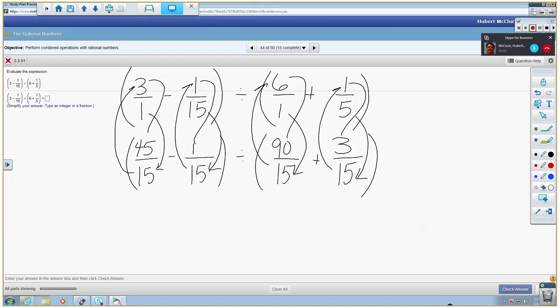Excuse me. What's 45 minus 1? 44 over 15 divided by, what's 90 plus 3? Okay, now finish it. Do you divide by a fraction? No, you multiply by the reciprocal.